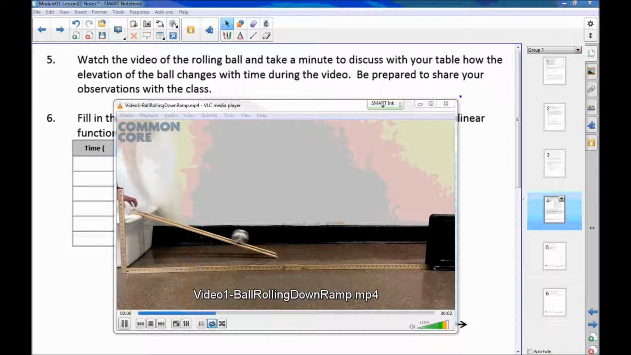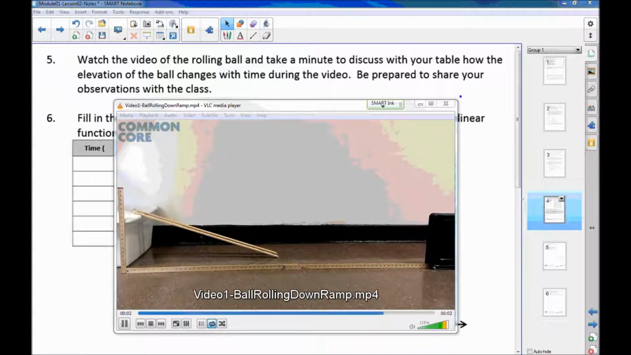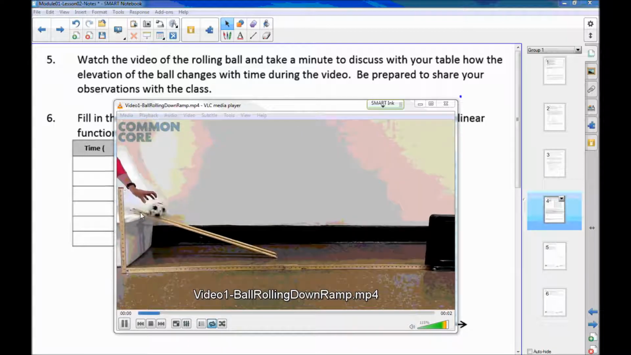All right, on page 2 here, number 5, we have: watch the video of the rolling ball and take a minute to discuss with your table how the elevation of the ball changes with time during the video. So in class, we watched the video and we paused it at a couple of different places, which we'll talk about in just a second, and wrote out some points about what's going on. Okay, so if you look at this video, the man or woman here first sits the ball down at the top of the ramp. Notice they don't launch the ball, they just rest it there and then let go.